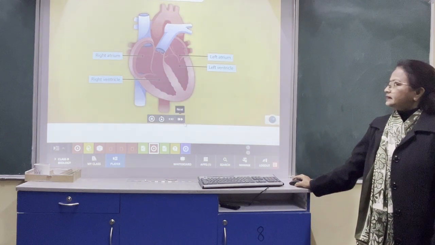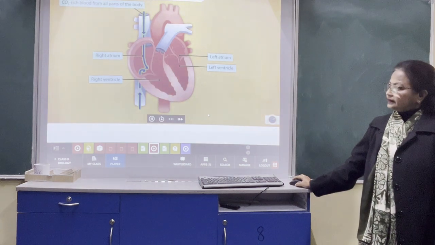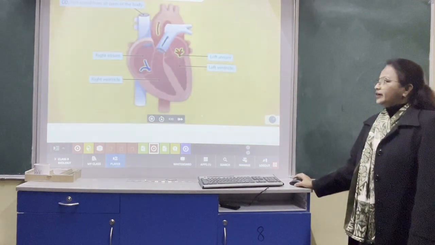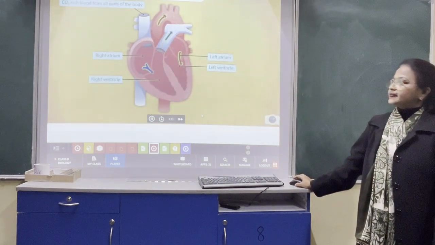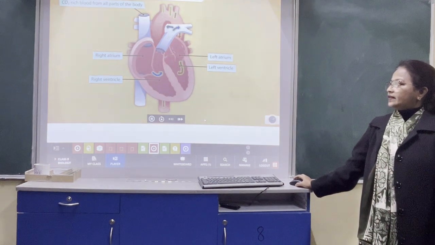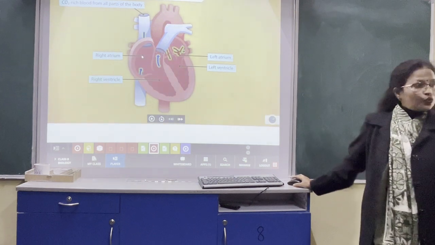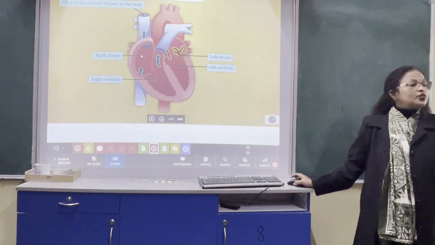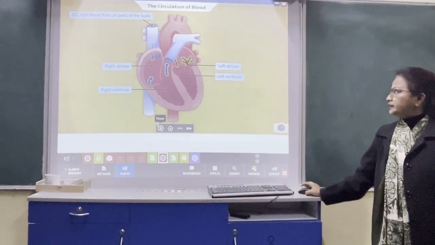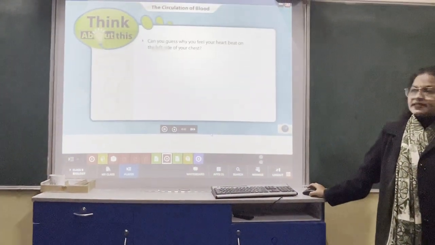When the right atrium relaxes, carbon dioxide-rich blood again flows into it from all parts of the body. This is how circulation of blood is going on. The contraction and relaxation of the heart muscles give rise to the heartbeat. This cycle continues and the heart beats for years. And there is a tissue which triggers the heartbeat, that is known as the pacemaker. Okay? Now let us do some exercise.